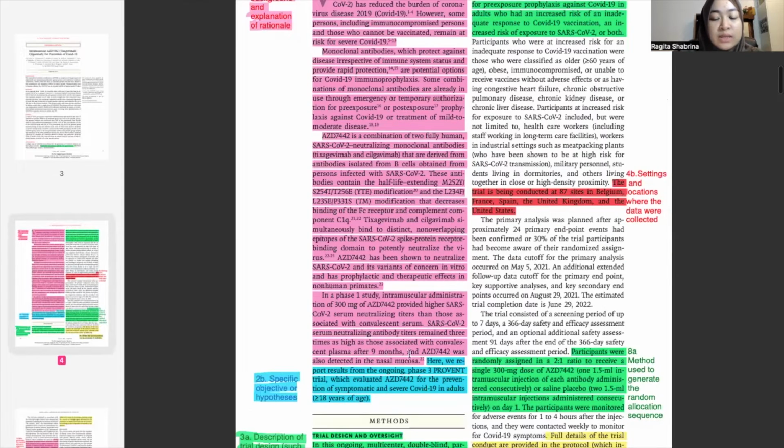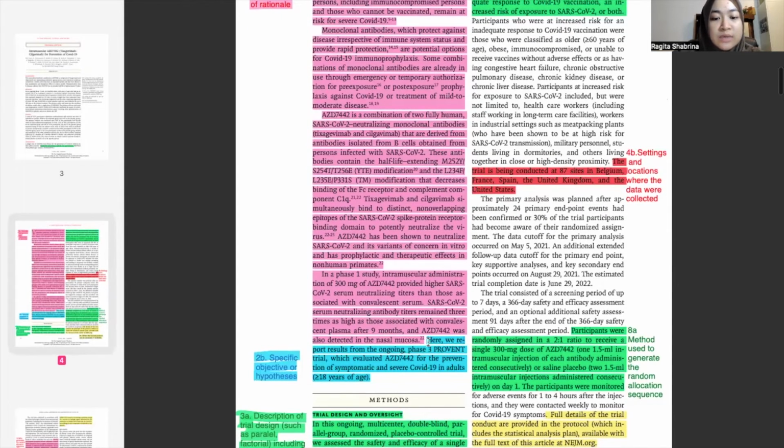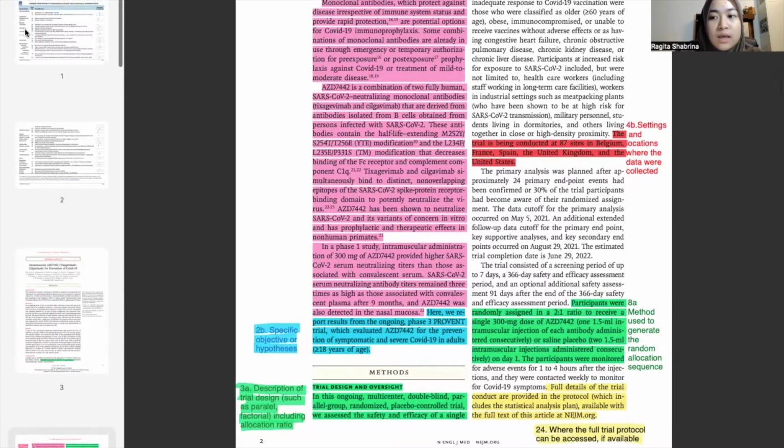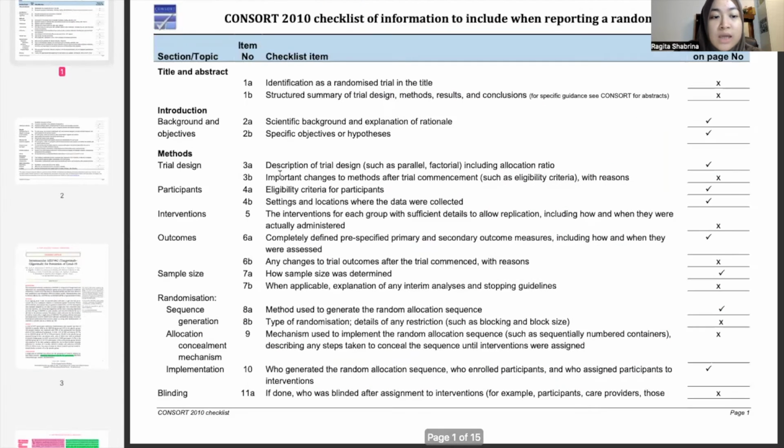In 2B of this article, as you can see on the blue highlight, here we report results from the ongoing phase 3 PREVENT trial, which evaluates AZD7442 for the prevention of symptomatic and severe COVID-19 in adults. And this specifies the hypothesis. And next, we move to 3A.